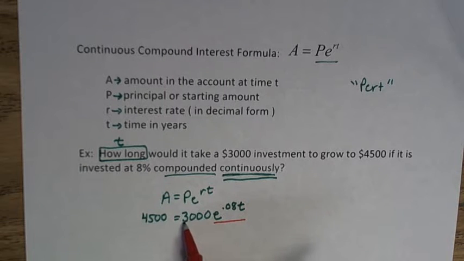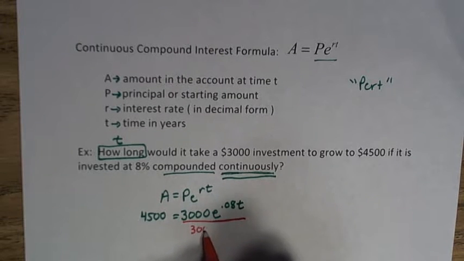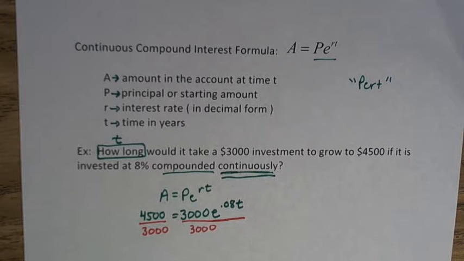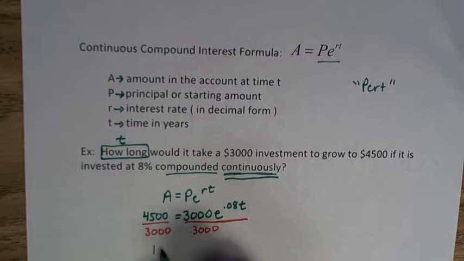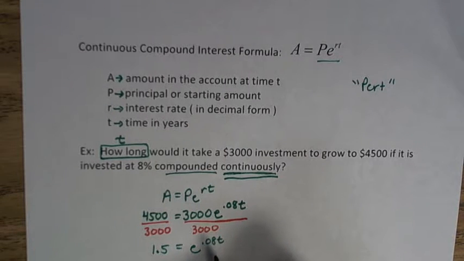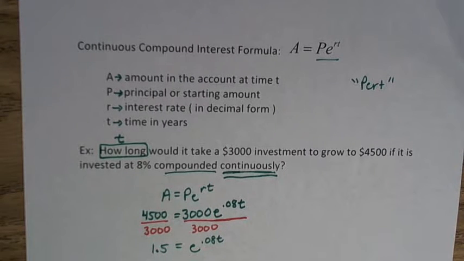All right, so much like the last problem, notice that there's my base being raised to an exponent. So what I need to start to do with this problem here is get rid of that 3,000 first. So the start is going to look exactly like the last problem. And so 4,500 divided by 3,000 is 1.5, and that's equal to e to the 0.08t.